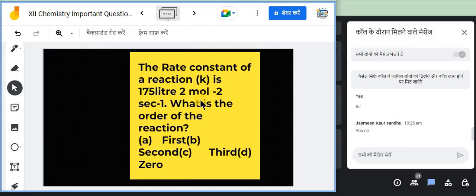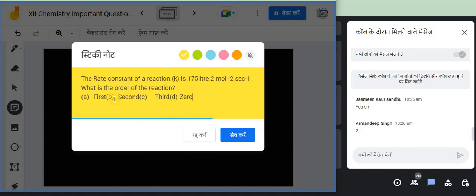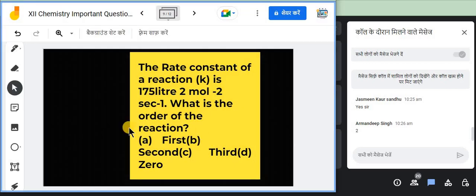Now, this question is there with us. Rate constant. This question belongs to physical chemistry. Rate constant of a reaction is 175 liter square mole minus 2 per second. What is the order? So the concept here is that we need to know the units. From the units of k we are finding the order.